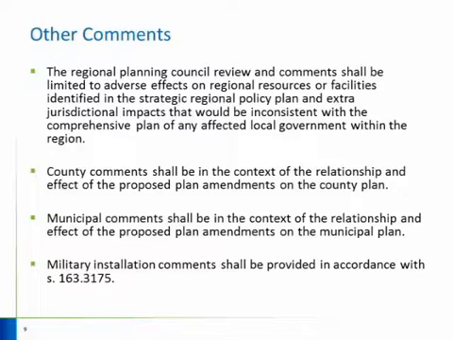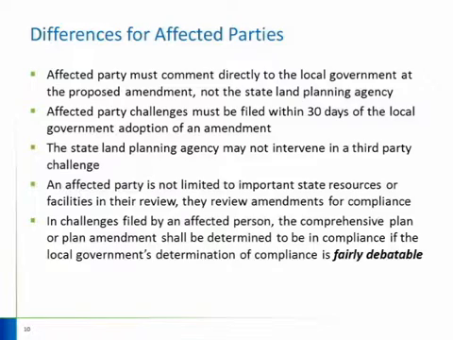Counties can comment on the contents of plan amendments in relationship to the county plan. Municipalities can comment on the effect of the plan amendment to the municipal plan, and military installations can comment on the plan consistent with the impacts on 163-3175. Affected parties have a little bit more leeway when it comes to plan amendments.